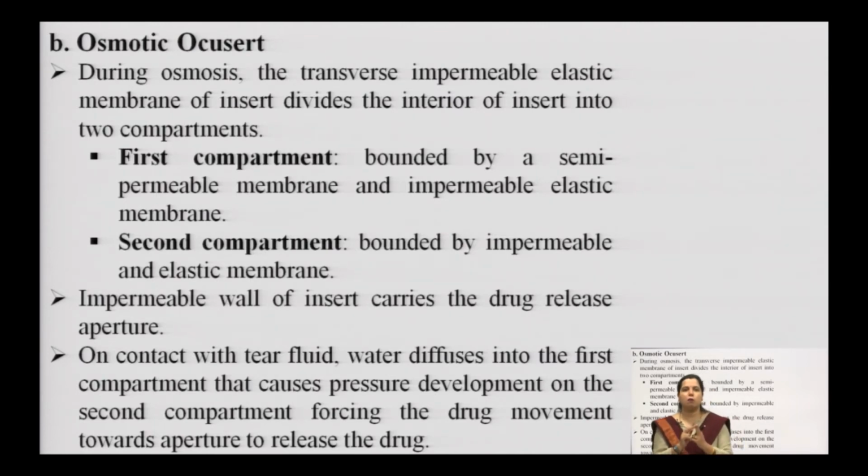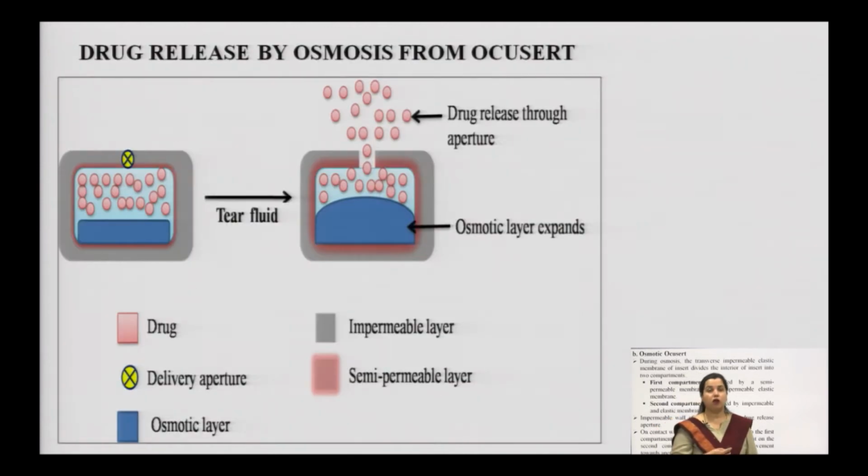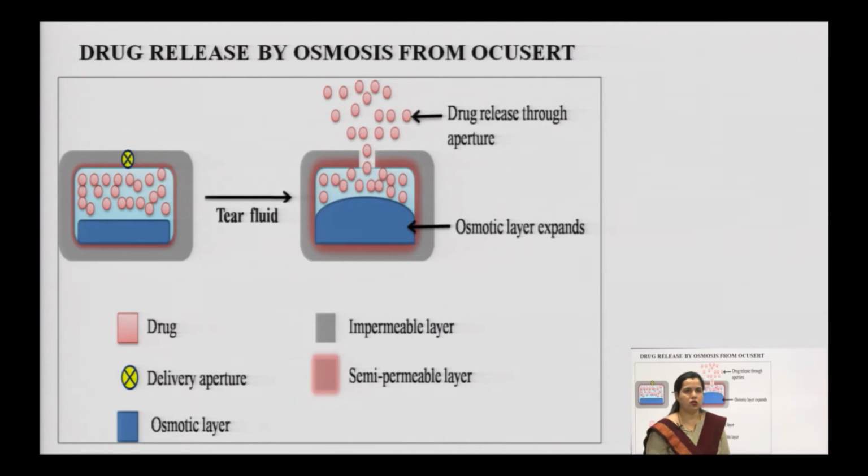So, upon contact with tear fluid, the water diffuses from the tear into the first compartment, that causes pressure development, and osmotic pressure will get developed, right, onto the second compartment, forcing the drug movement towards the aperture for drug release. That means, I will give you detail through this.